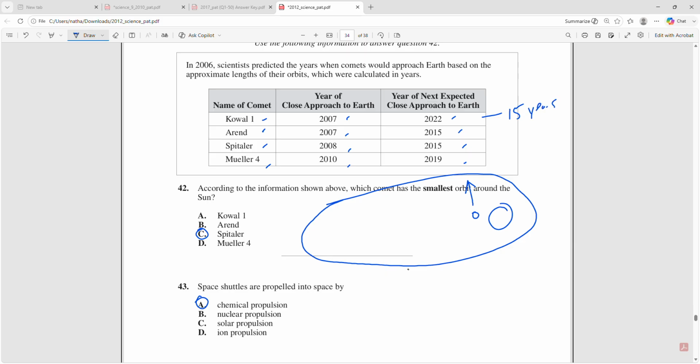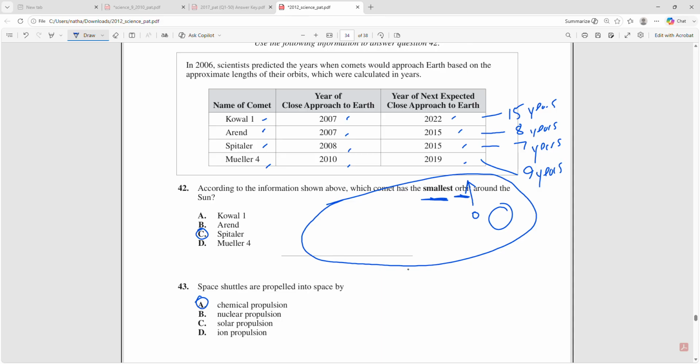2007 to 2015, once it comes by, it'll come back again in another 8 years. 2008 to 2015, that's going to return in another 7 years. And this comet Mueller 4 will return again after 9 years. So it asks, according to the information shown above, which comet has the smallest orbit around the sun?